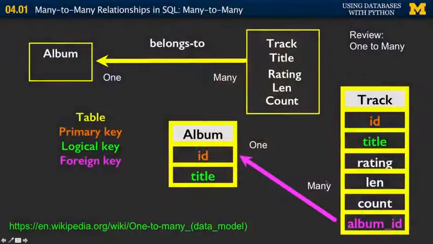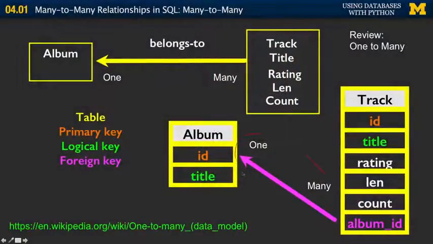So we've learned about foreign keys, we've learned about join, we've learned about how to normalize data to remove duplicates, but there's still one more basic data modeling thing that we have to learn about, and that is many-to-many relationships. And so everything we've done so far is what we call one-to-many, and that is an album has many tracks.